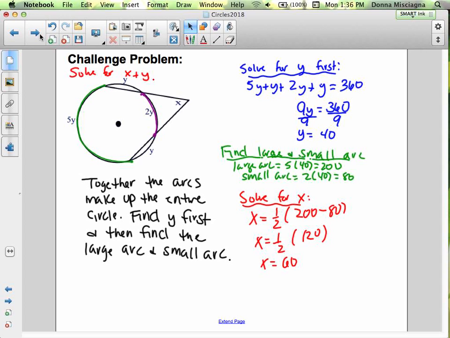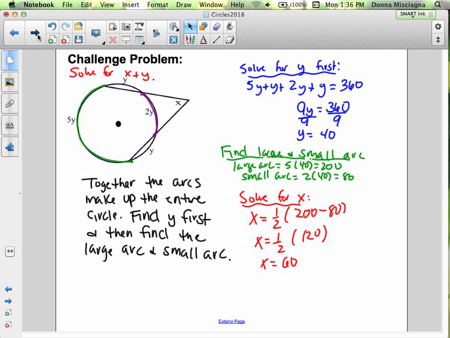If you add up 5y plus 2y plus y, right, you get 9y. So the whole circle is 360 degrees. Divide by 9, and so that makes y equals 40. And then the large arc would be 5 times 40, or 200. The small arc was 2 times 40, or 80. And then to solve for x, it's just half of large arc minus small arc. So that means x is half of 120, or 60. Right? So this one wasn't really too difficult either. It just looks like a challenge problem because it's got x's and y's. But use the y's to solve for the arc measures, and then you can solve for x, the angle.